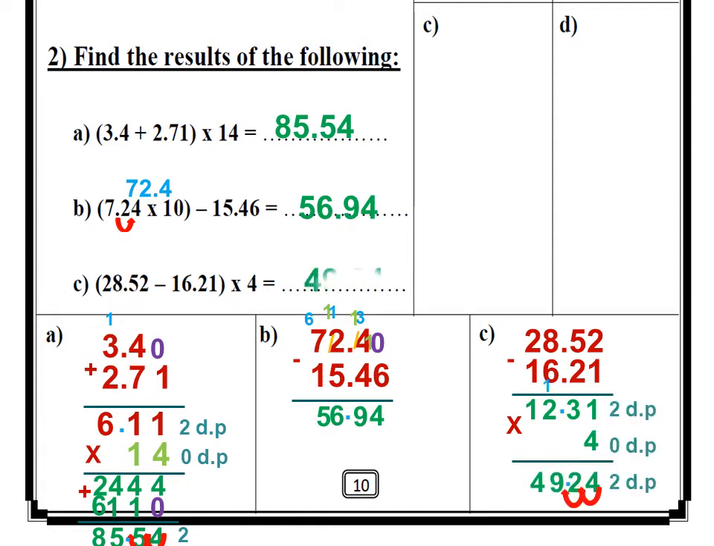Then I'm going to multiply by 4. 4 times 1, which is 4. 4 times 3, which is 12, 2 and carry up my 1. 4 times 2, which is 8, plus 1, which is 9. 4 times 1, which is 4. In my question, I have 2 decimal places, 0 decimal places, so the total is 2 decimal places. Moving 2 steps, 1, 2, so my final answer is going to be 49.24.